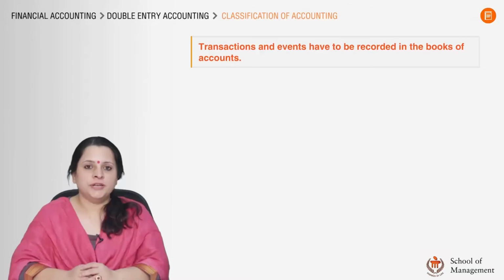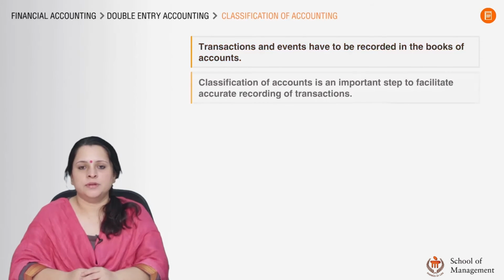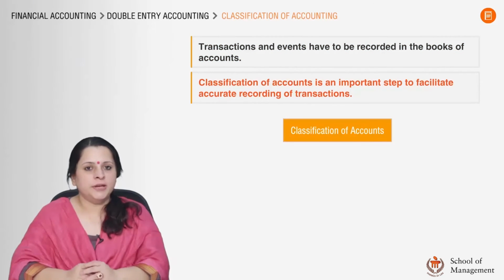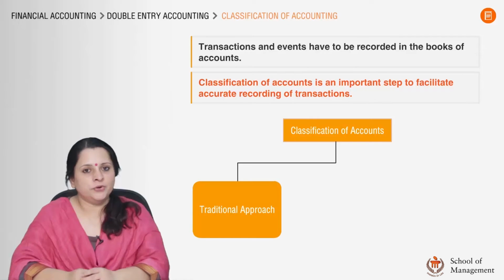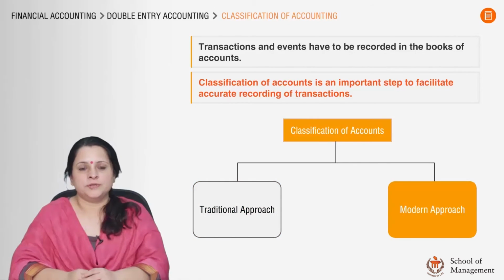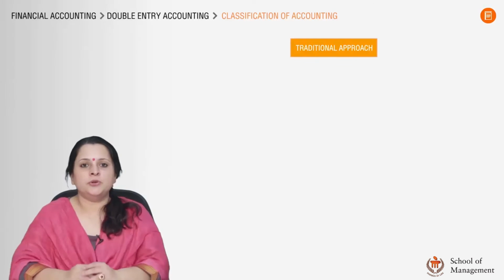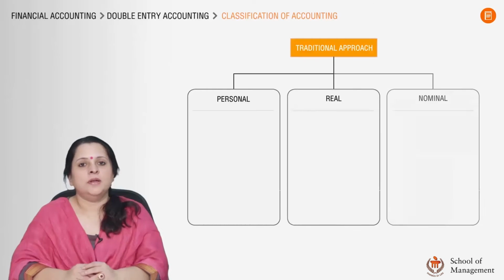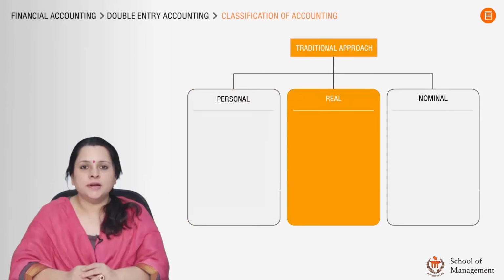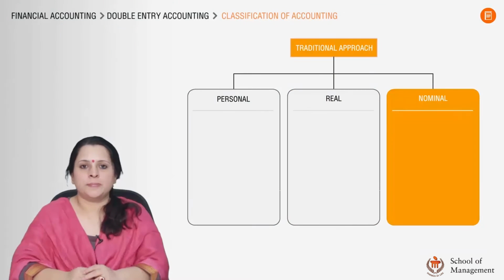All transactions and events that occur need to be recorded and properly classified in the books of accounts. Now, this classification can be done by following the traditional approach or the modern approach. In the traditional approach, accounts may be classified into three broad categories: personal accounts, real accounts and nominal accounts.